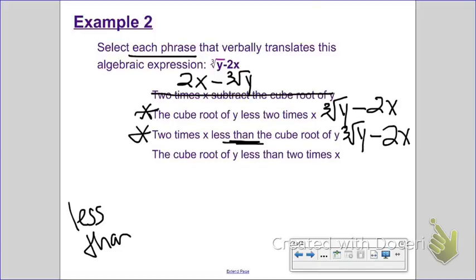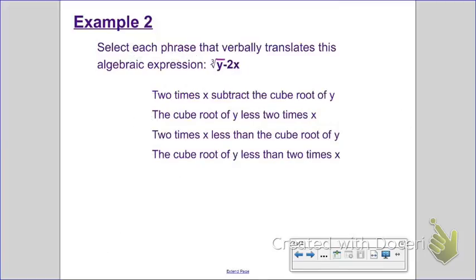Now we have the cube root of y less than, switch word, 2 times x. So that is in the wrong order, so that one doesn't work. So the second and third options are the correct ones.